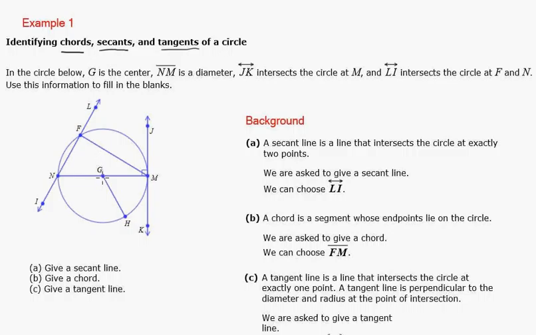So the information they tell you is G is the center. That's the center, and the distance from N to M, this distance across, is what we call the diameter. Hopefully you're already familiar with those, but that's some information. JK intersects the circle at M, or you could call it just barely touches, just touches in one spot. And then LI, L to I, intersects the circle at F and at N. Okay, so that's just a bunch of fancy stuff that you can already see.